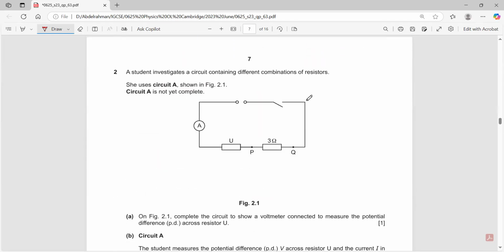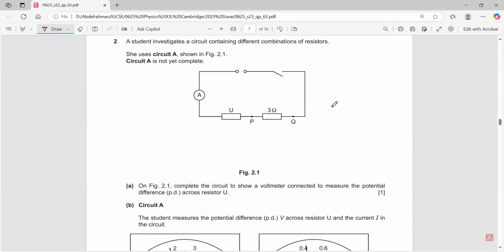Now, moving on. A student investigates a circuit containing different combinations of resistors. Circuit A is not yet complete. On figure 2.1, complete the circuit to show a voltmeter. Can I draw a voltmeter? Yes, I can draw a voltmeter in parallel. So this is the voltmeter.